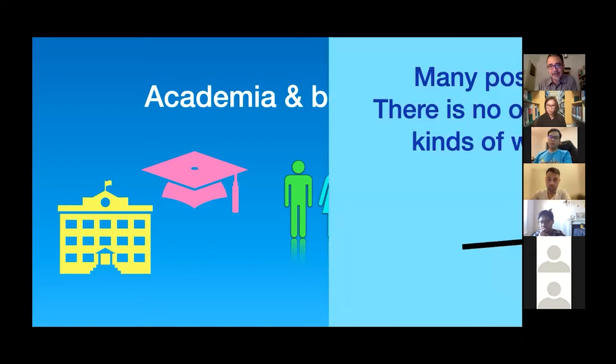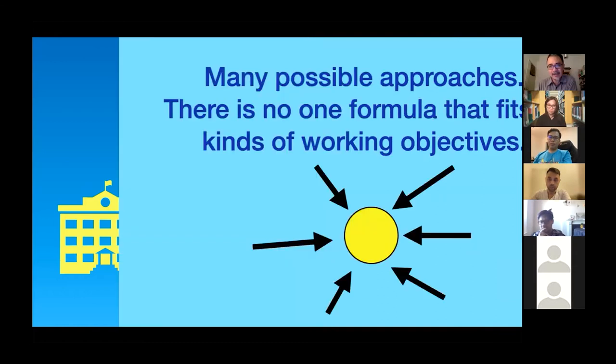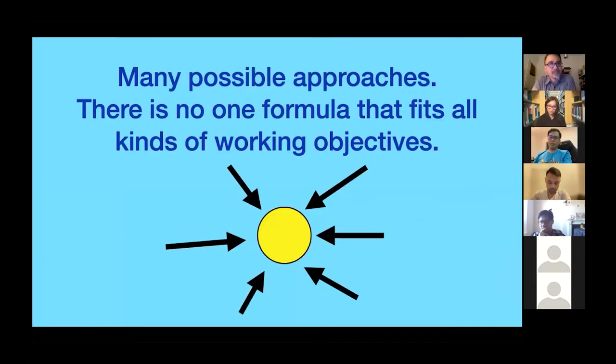So there is no one particular correct research approach. There are many possible approaches. There is no one formula that fits all kinds of working objectives. So in other words, I'm going to give a general example about research and approaches.